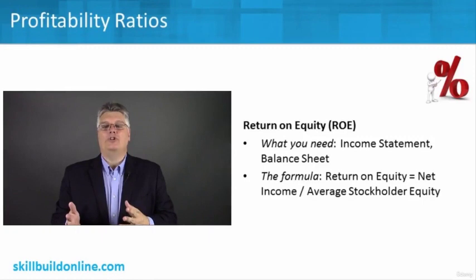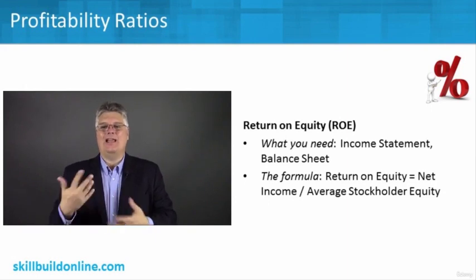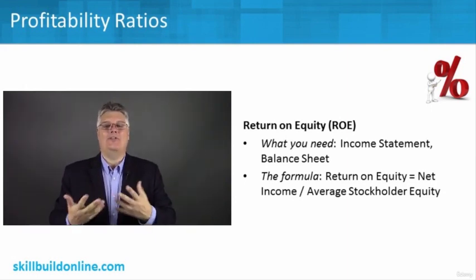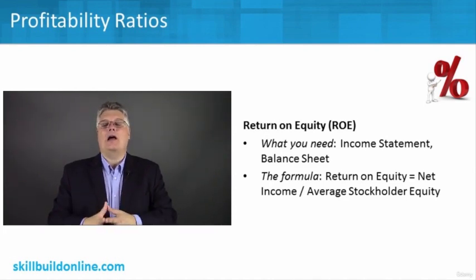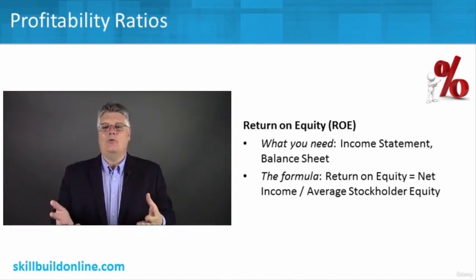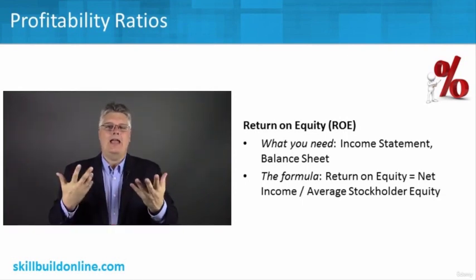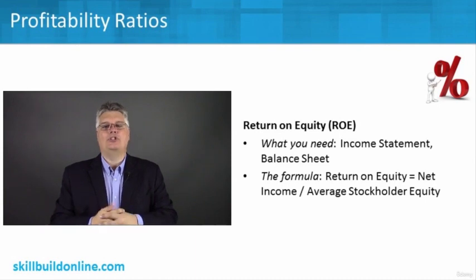Another profitability ratio is return on equity, or ROE. Similar to ROA, you're looking at how effectively the company is being managed, and you're really looking at it from a profitability standpoint. That's why it's in the profitability ratios category. So for ROE, you're looking at the income statement and the balance sheet, taking net income and dividing by the average shareholder equity.